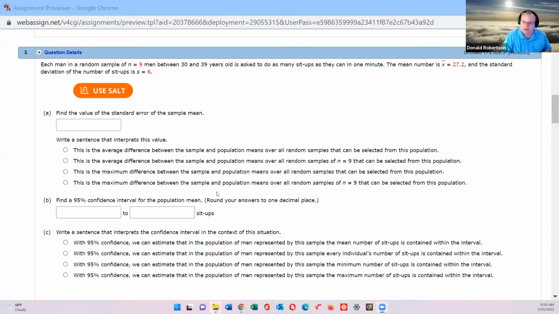To find confidence intervals. Just picking one at random, I'm going to go through some of these questions. I hope you're all looking at question 3 and the salt one. Great. Right.